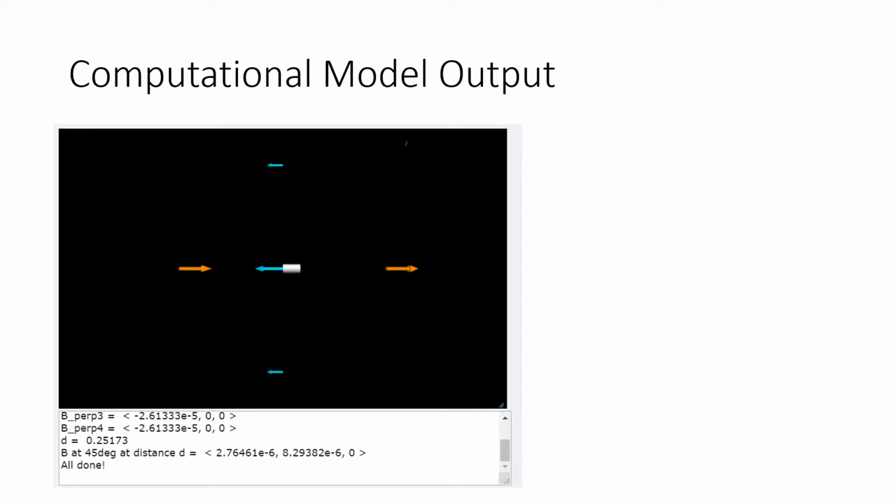So this is the output of my computational model. And in this model, the orange arrows pointing towards the right are the magnetic field on-axis representations, and the blue arrows are the ones for the perpendicular axes. And there is one more blue arrow behind the middle one, but it's blocked in this view. And in the top right, the small green arrow is the magnetic field vector at 45 degrees at distance d from the bar magnet.